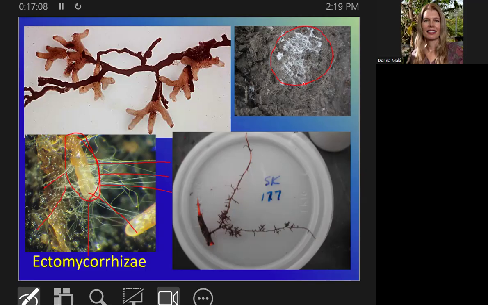This lower right image, so the left image was enlarged. This lower right image is what you'd see with the naked eye. So if you take a section of some of the finer lateral roots from a tree, for example, and clean it off carefully, you can see it's very characteristic.